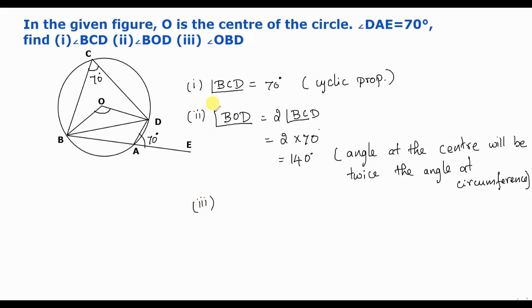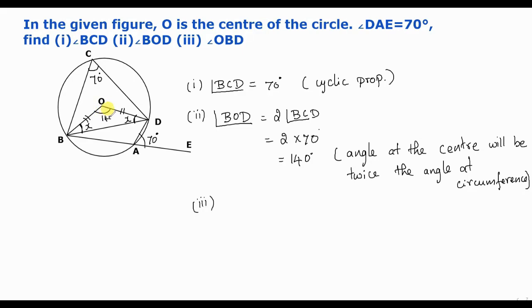The third one is you have to calculate angle OBD, that is this angle. If you observe the triangle OBD, OB and OD are both radii, so this and this will be equal. Since these two are radii, it is an isosceles triangle. We know the angles opposite to the equal sides of an isosceles triangle are also equal, so angle B will be equal to angle D. Let me take a variable here: if I take x, here also it will be x. And we already found the central angle, which is 140 degrees.